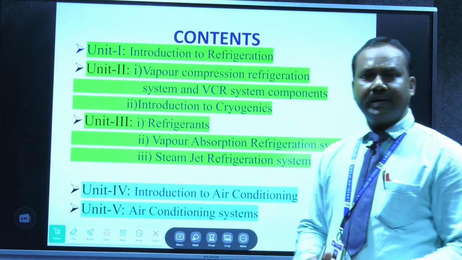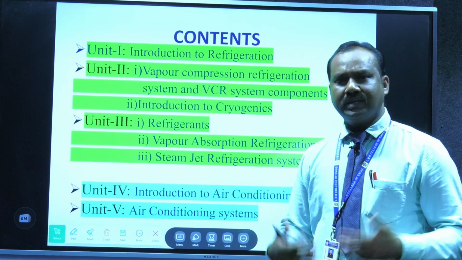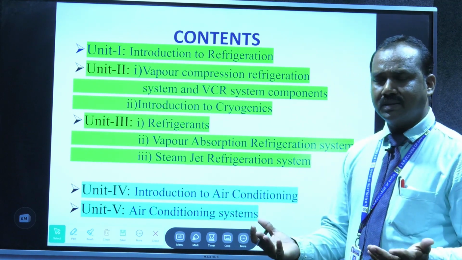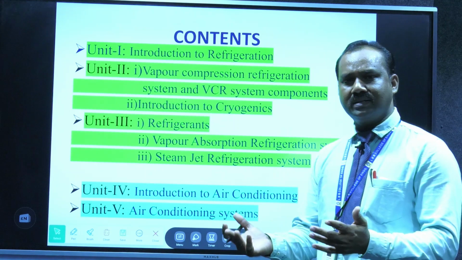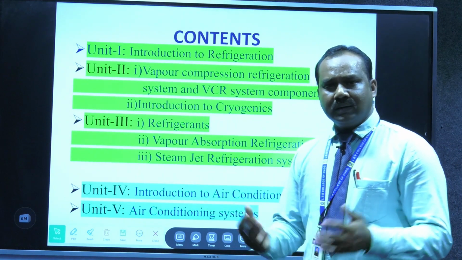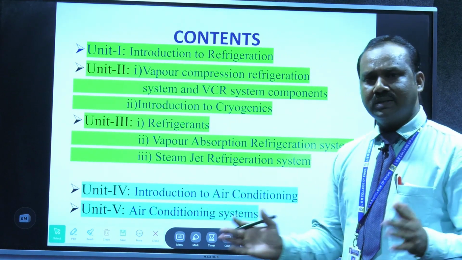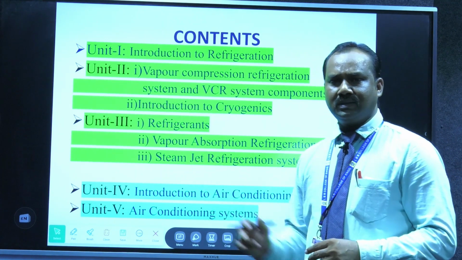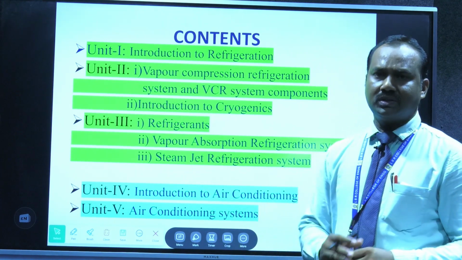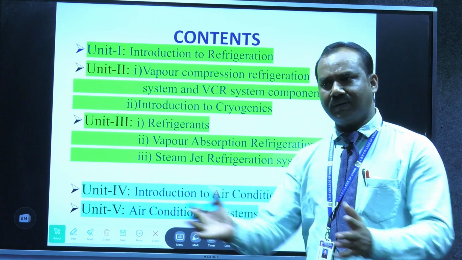And last, we have air conditioning systems. It includes what is an air conditioning system, what are the different types of air conditioning systems, like summer air conditioning, winter air conditioning, year-round air conditioning, central air conditioning system, unitary air conditioning. Those things will be discussed. Apart from this, we need to go for the design of cooling load systems. So we need to estimate the cooling load for the given system.